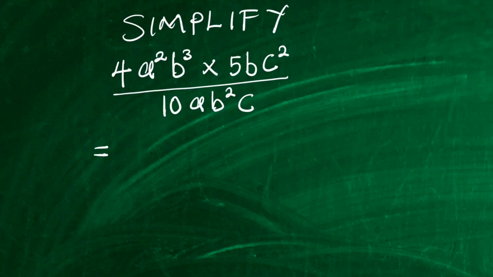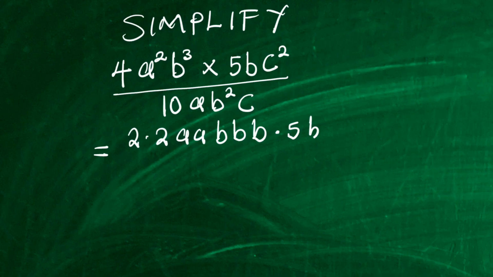Let us go ahead and write everything as expanded product. So 4, I can write it as 2 multiplied by 2. A squared is A multiplied by A. B power 3 is B multiplied by B multiplied by B. 5 is just 5. Then I have B. C is C multiplied by C.